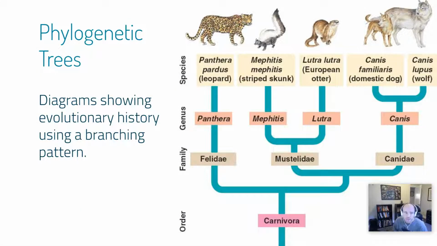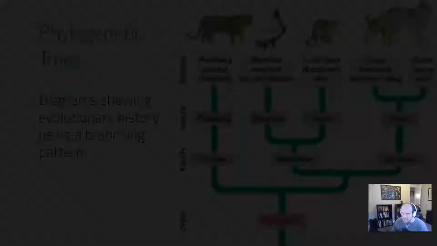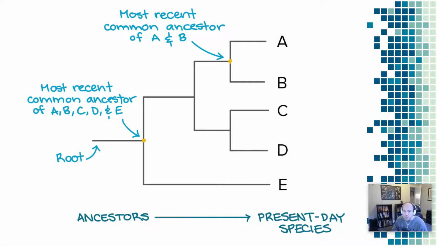So as we start to look at these phyla, we are starting to build a phylogenetic tree, and we can start looking at these phylogenetics. And these are diagrams that show the evolutionary history using a branching pattern. And so what do these different branches really mean? Well, branches show the most recent common ancestor.